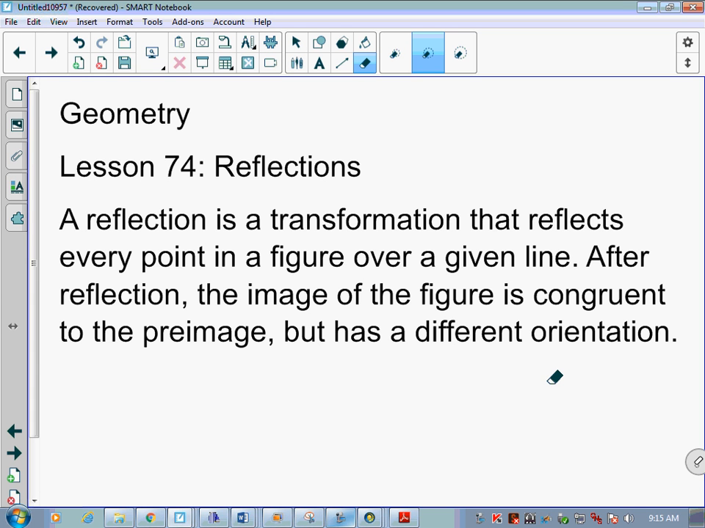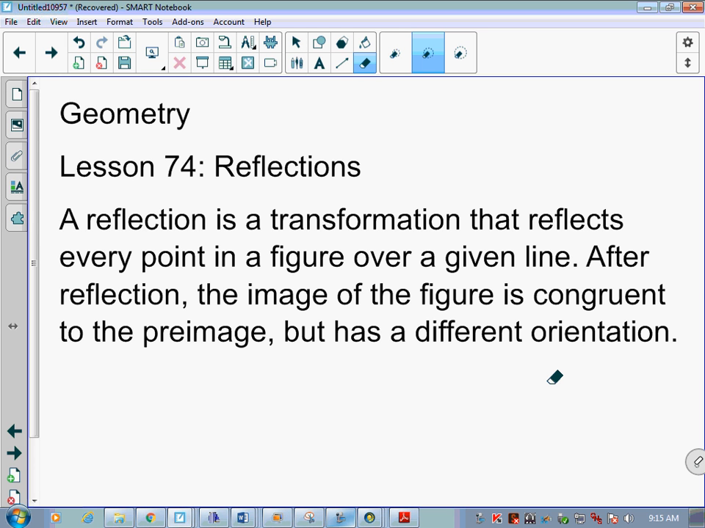All right, lesson 74, geometry, reflections. This goes back to that first introduction lesson that we covered, which was introduction to transformations. We have three types of transformations. Can anybody tell me what those transformations are?